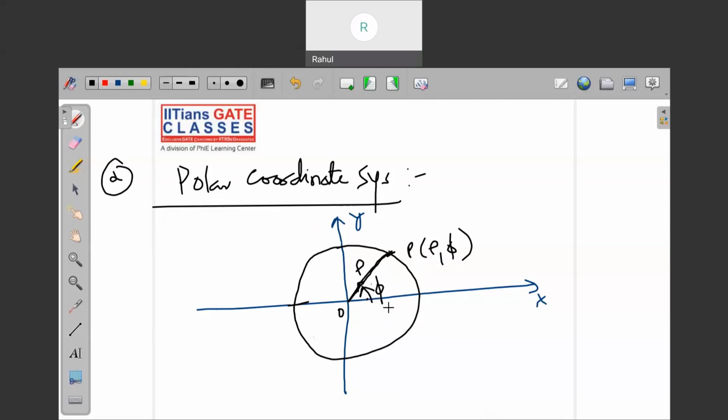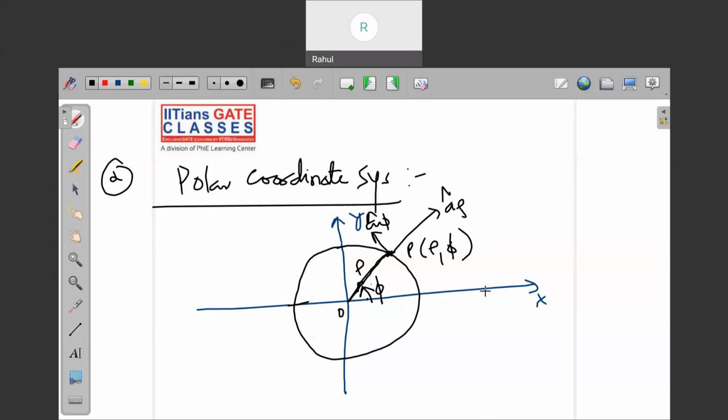This phi is being taken from the x-axis, so this phi is increasing. You can see here this phi is increasing in this direction, so this is our unit vector a_phi. And this rho is increasing in this direction, so you can say a_rho is the unit vector along the radius rho. This rho is the radius here.